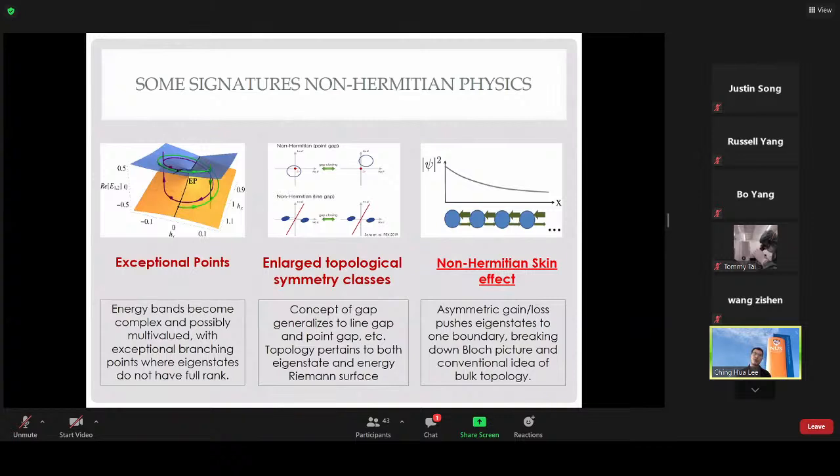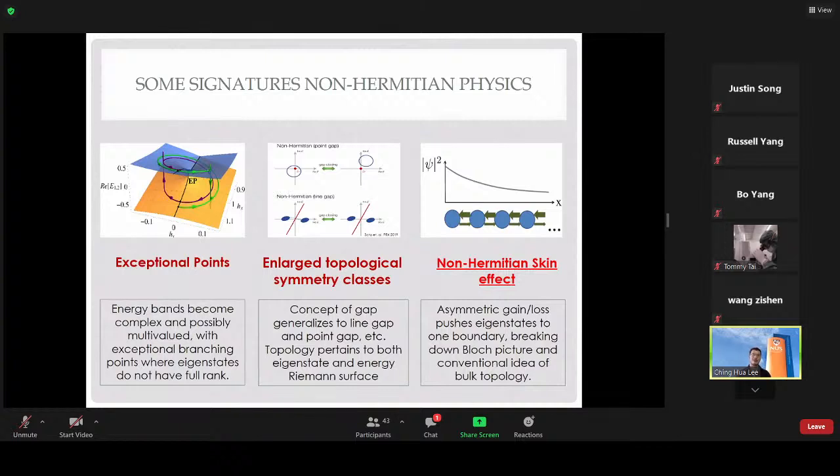So let me now go on to some signatures of non-Hermitian physics. The first, probably the most commonly heard, would be exceptional points. The idea is that when we have non-Hermitian systems, the energy spectrum can be complex. And as you know, when you represent something on a complex plane and you have complex functions, you can also have constructs like branch cuts and branch points. So exceptional points are essentially the branch points in the complex energy spectrum. And when there's a branch point, we know that there is some multi-valuedness in the energy spectrum.